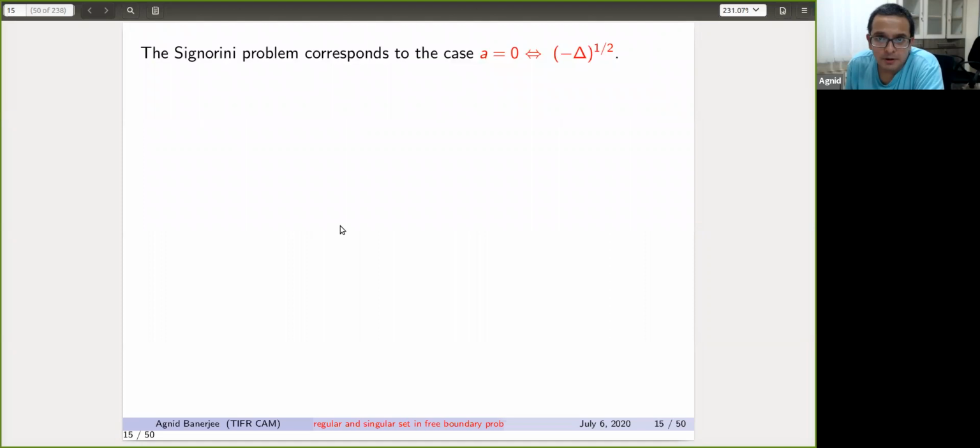And the synonymy problem corresponds to the case when a equals 0. So if you write in terms of s, you will get that s equals half. So at a local level, the synonymy problem tells you, or at least a simplified version of it tells you, that you want to minimize the Dirichlet energy subject to the constraint that you have an obstacle on a portion of the boundary. If that portion of the boundary is flat, what you see is that at that local level, it is equivalent to the classical obstacle problem for the half Laplacian.